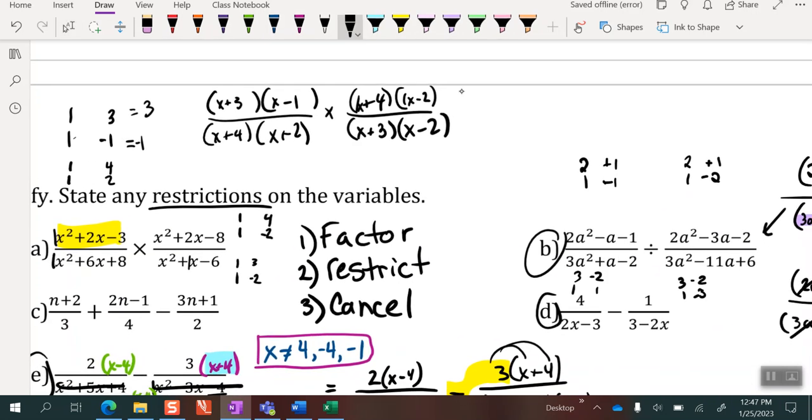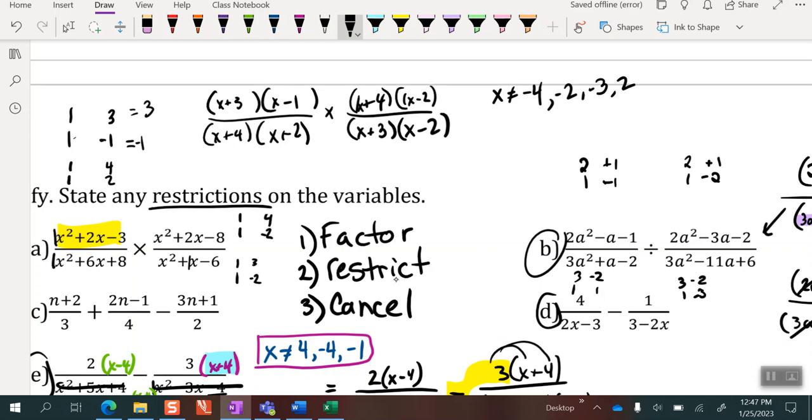Next thing, we are going to restrict. So looking at the denominators, x can't equal negative 4. So you make this equal to 0, bring the 4 on the other side, and it becomes negative 4. Make this equal to 0, bring the 2 on the other side, becomes negative 2. Make this equal to 0, bring the 3 on the other side, it's negative 3. Make this equal to 0, bring the negative 2 on the other side, it's 2.